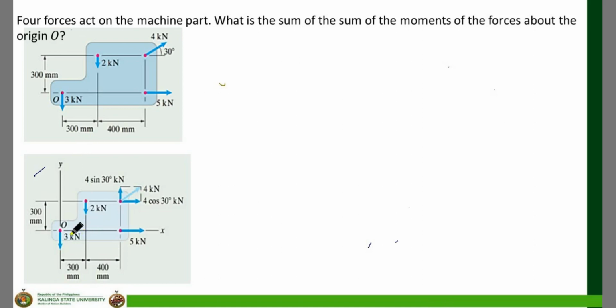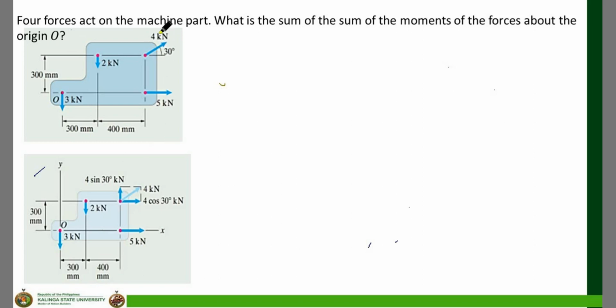The 3 kilonewtons is at point O. The distance of the 2 kilonewtons from point O is 300 millimeters. The distance of the 5 kilonewtons to point O: it happens that the line of action of the 5 kilonewtons touches point O. Right? Because you can see it in the diagram.